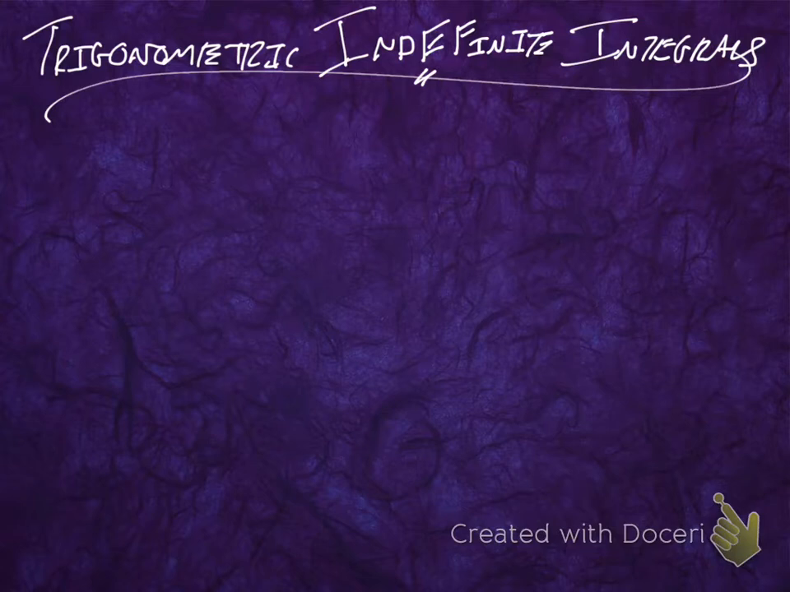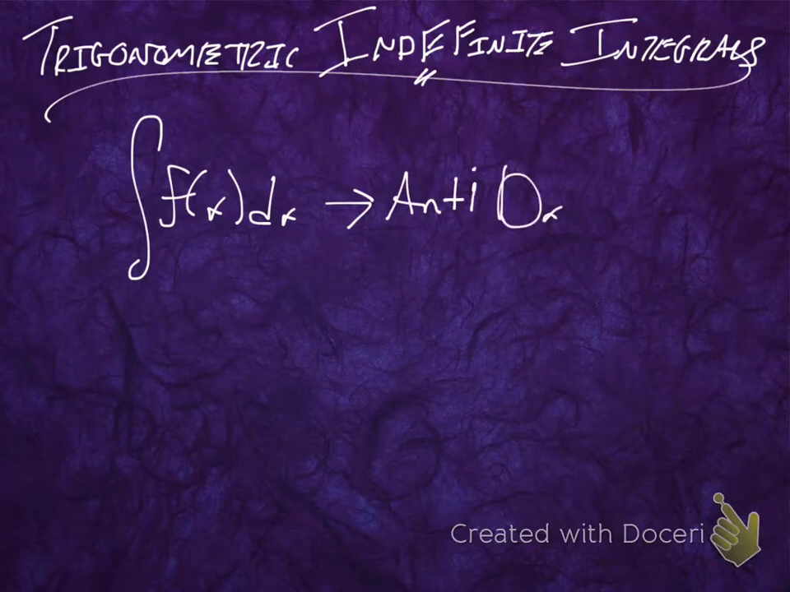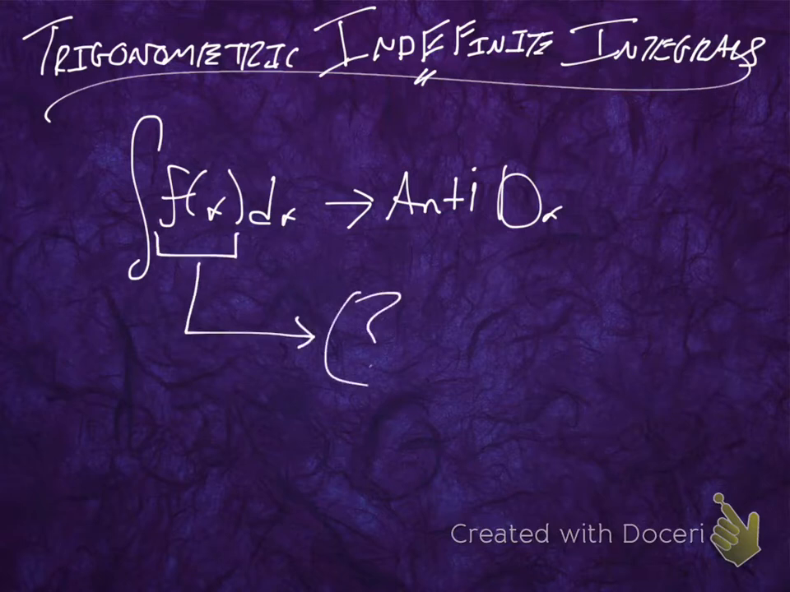As a quick review for this video, the indefinite integral is simply asking us for the integral of some function, dx, that's going to give us the antiderivative. So what does the antiderivative mean? All it means is what function, when we take its derivative, is going to give us f of x. Something prime equals this, we just don't know what.